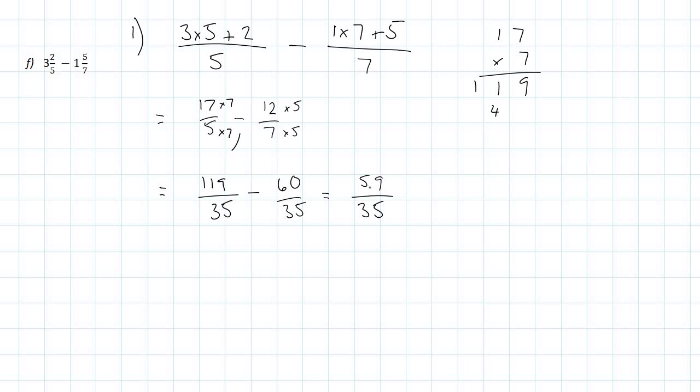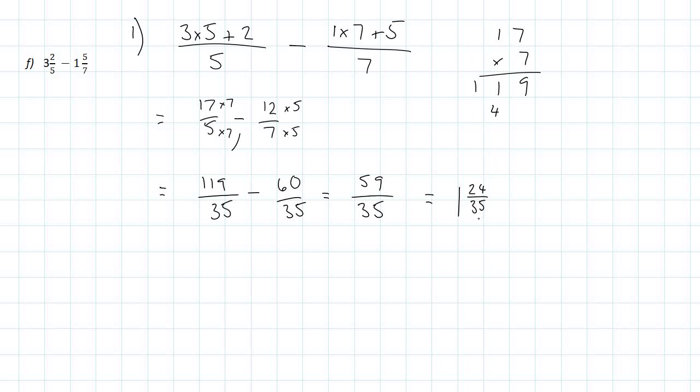Let's change it back to a mixed number, because the question was a mixed number. How many 35s go into 59? Well, only one. Two 35s would be 70. Okay, and what's left over? It's 24 out of 35.